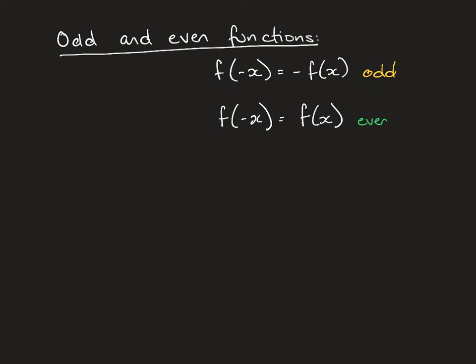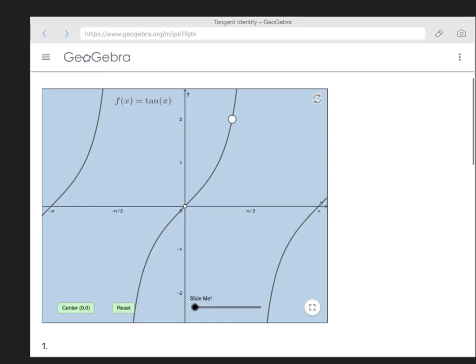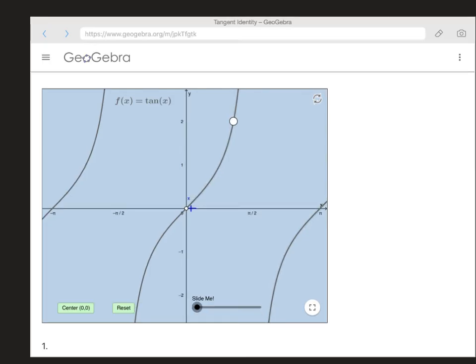Sine is an odd function, and cos is an even function. So let's have a look at what tan is. So let's have a look at what happens when I find tan of x up to that white point there. So that's the length of tan x. If I take the same x distance but I make it negative, then the distance down to the line there is tan of negative x.